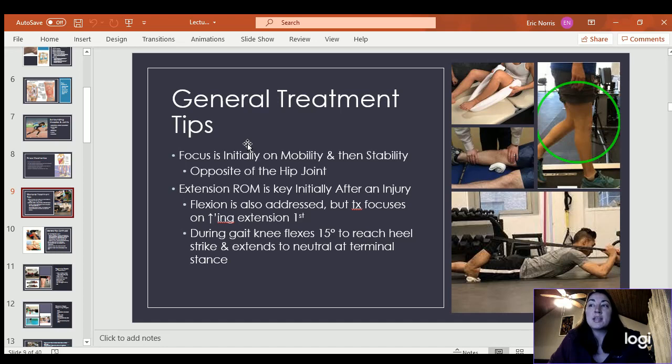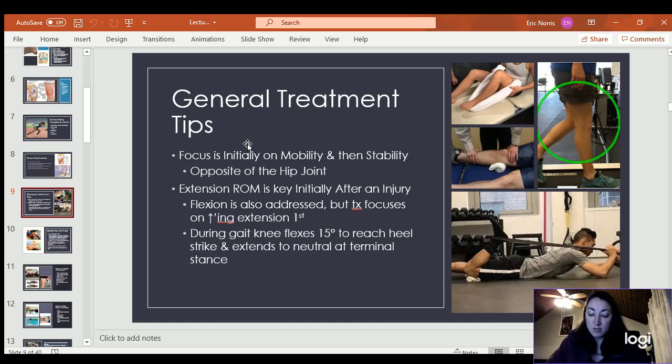When you're walking, you need to be able to get to a neutral position with extension, so 0 degrees of knee extension during terminal stance. And if you're missing just a few degrees of extension, then it will become obvious in your gait. So that's key. That's the primary thing we focus on initially.